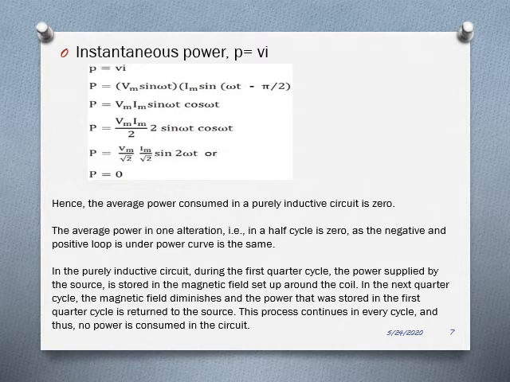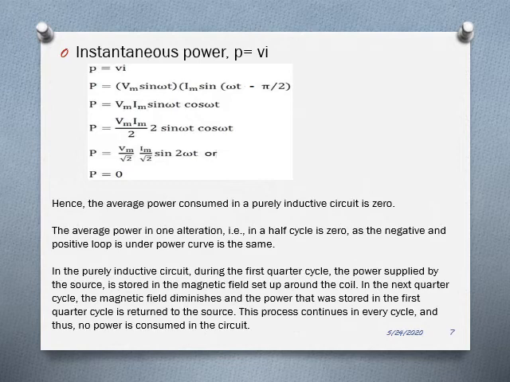However, the maximum value of instantaneous power is Vm by 2. But the average power is nothing but the power consumed or power absorbed by the circuit. That is purely 0 for a pure inductive circuit. The average power in one alternation, that is in a half cycle, is 0, as the negative and positive loops under the power curve are the same.